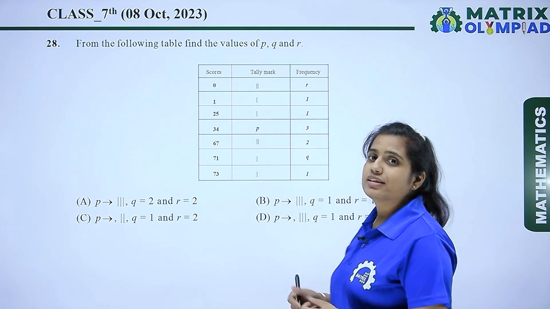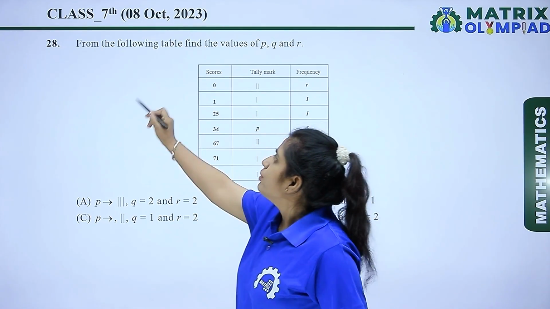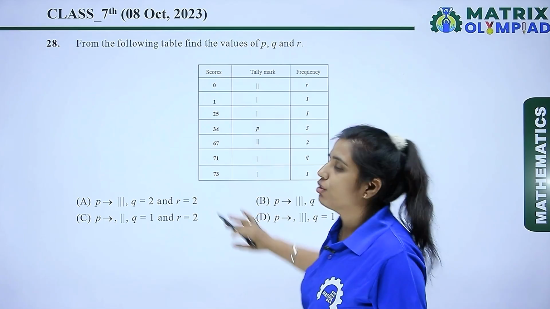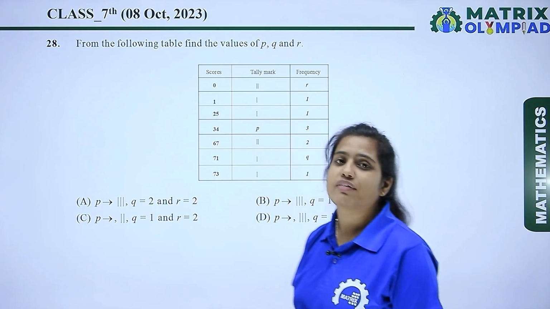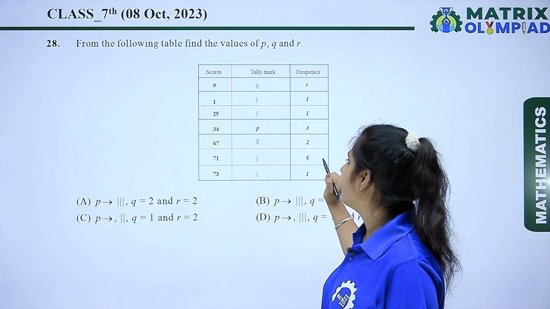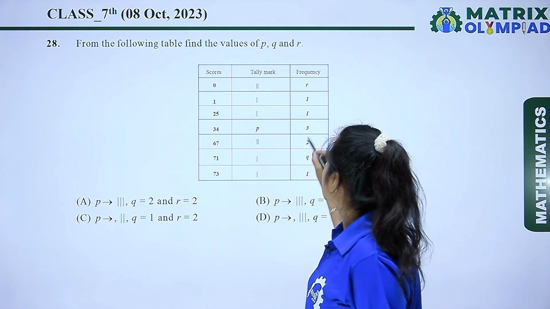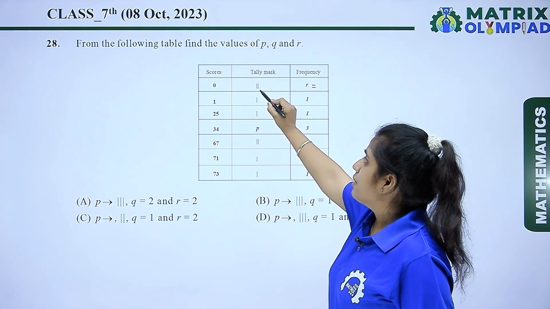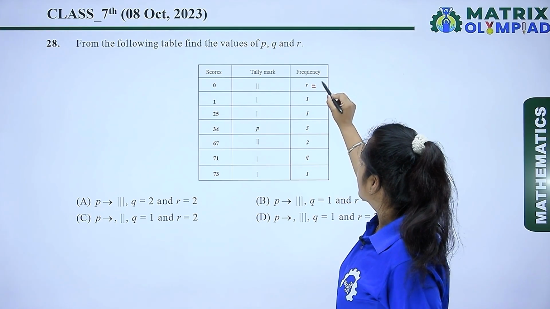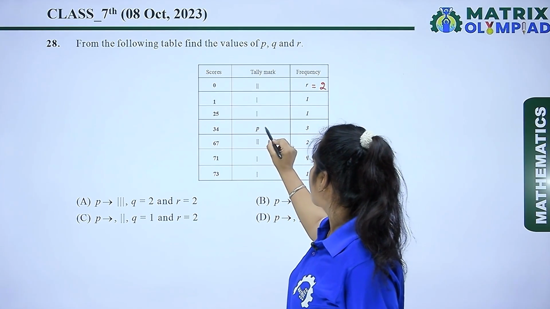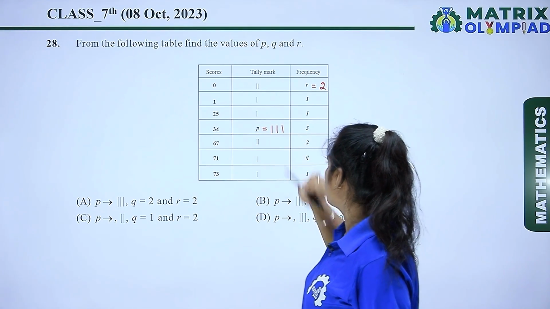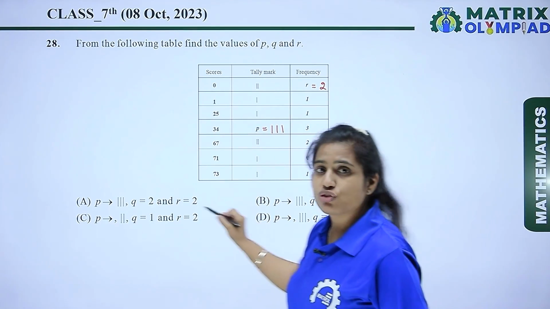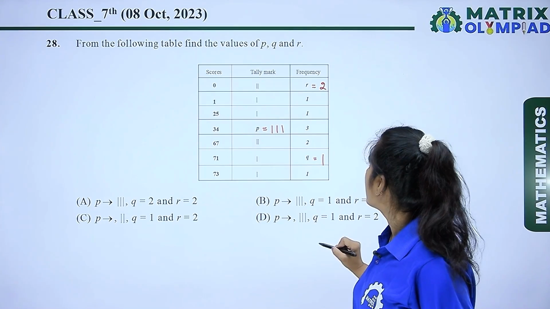The next question is the most simplest one. From the following table, find the value of P, Q and R. So here from this table, we have to observe the value of P, Q and R. So here let's begin with the first variable, that is R. Telemarks is 2, so the value of R is 2 here. Value of P will be 3, and Q is equal to 1. So here we have to check in which option these values are there.